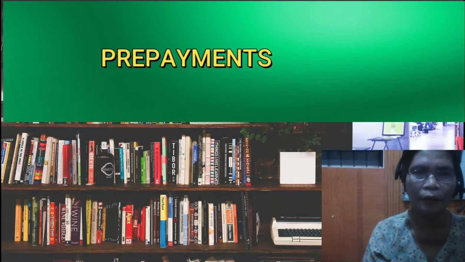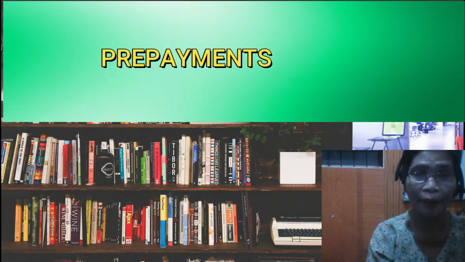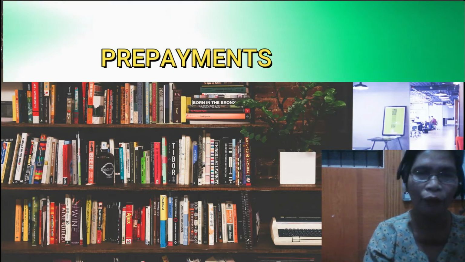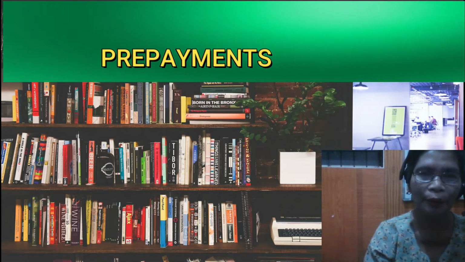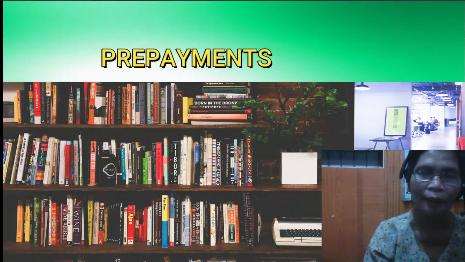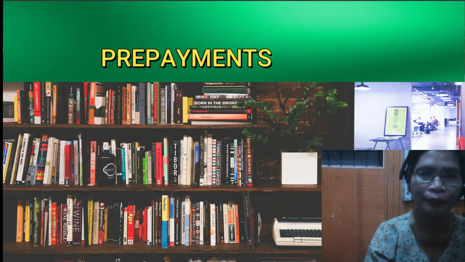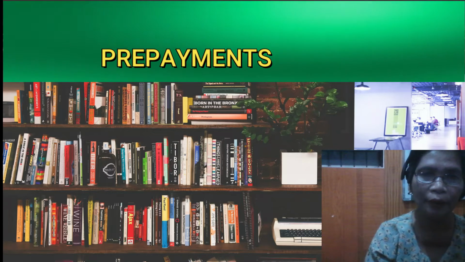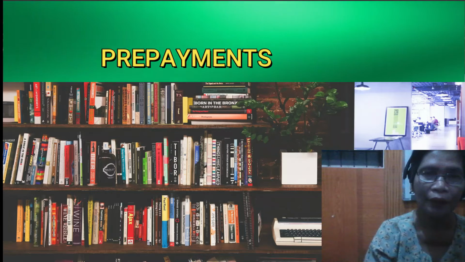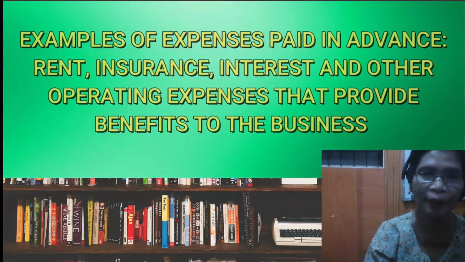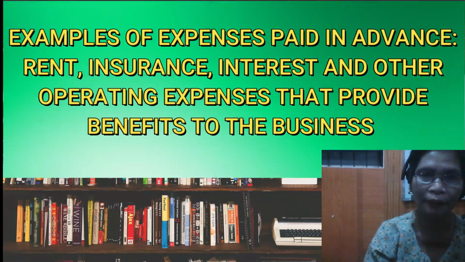The next adjusting entries that we are going to tackle are the prepayments. From the word prepayments, there is an advance payment of operating expenses that are to be used for the business. Prepayments are considered assets because they have economic value that will benefit the business in the forthcoming years. What are the examples of prepayments? We have insurance, rent, interest, and all other operating expenses that are paid in advance.